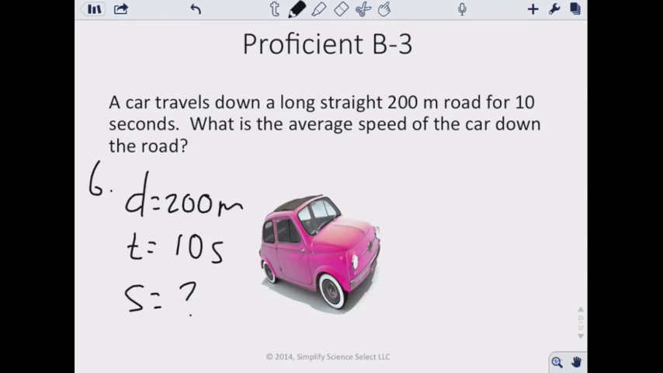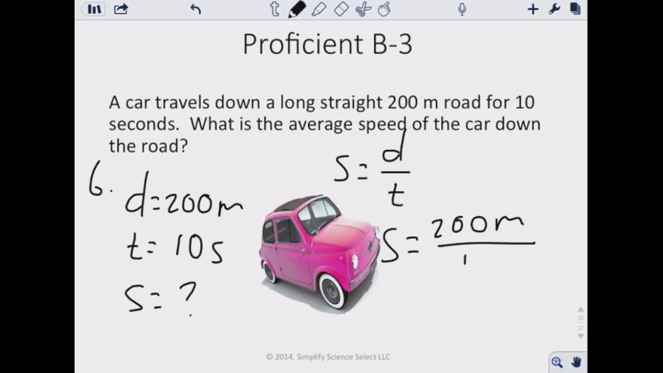Okay, the equation that we're going to use is speed equals distance all over time. There's our equation, and then we substitute everything in. So speed equals a distance of 200 meters all over 10 seconds. And then we go ahead and do our solution and solve everything out, which we get 200 divided by 10 is going to give us 20 meters per second.